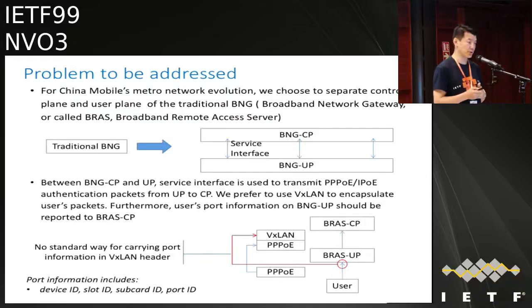And we choose VXLAN as the encapsulation protocol for the packets, because in our network most devices can support VXLAN. But furthermore, we need the user access port information to be carried in the VXLAN header, and this part is not standardized in any existing document. The port information includes device ID, slot ID, subcard ID, and port ID.